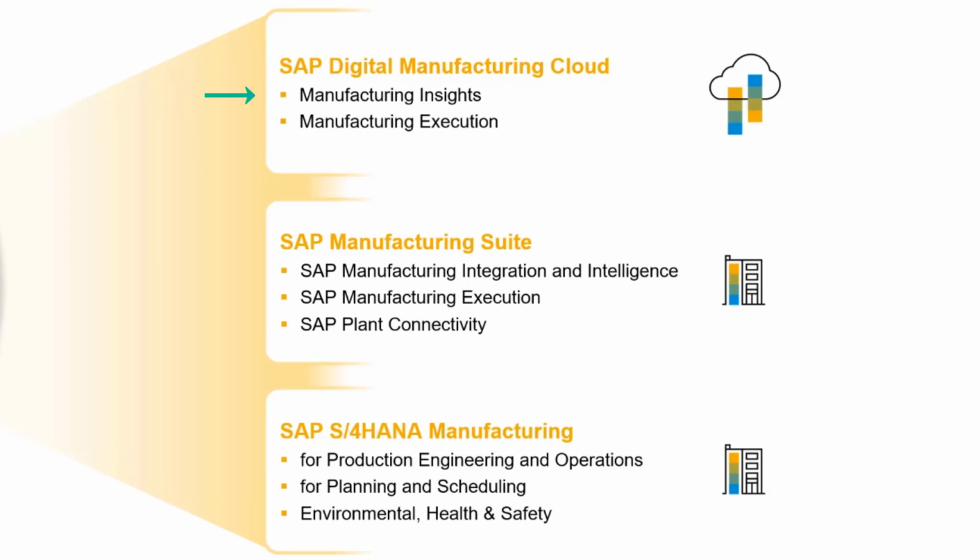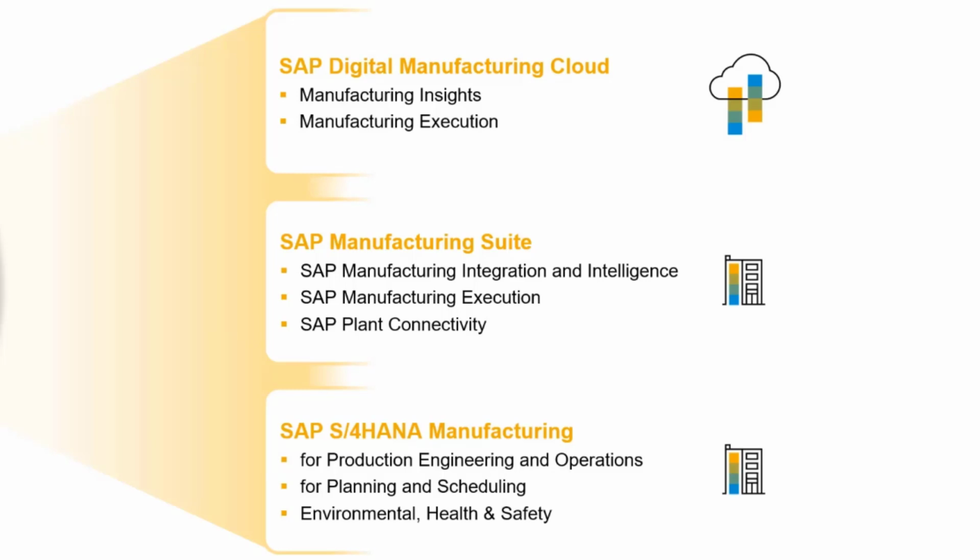There's the Manufacturing Insights piece, and there's the Manufacturing Execution piece. Today we'll be covering the Manufacturing Insights piece. We also have our traditional SAP Manufacturing Suite, which includes manufacturing integration and intelligence for connecting your shop floor to your ERP and your MES systems. The SAP Manufacturing Execution solution, which is our traditional on-premise MES solution, and also SAP Plant Connectivity that helps to bridge the gap between the shop floor systems and the MES layer.